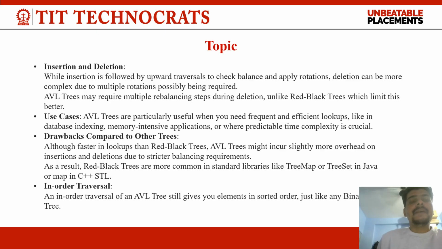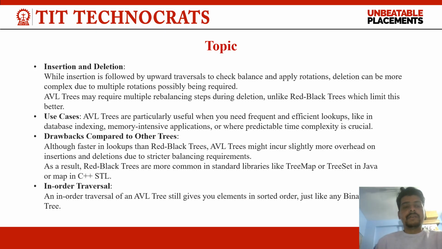Now the slides go to insertion, deletion, use cases and drawbacks compared to other trees. First we have to notice how we find the balancing factor. The simple formula is: the height of the left subtree minus the height of the right subtree. It should always be +1, -1 or 0. Now we can see insertion and deletion. Insertion is followed by upward traversal to check balance and apply rotation. Deletion can be more complex, as multiple rotations may be required. An AVL tree may require multiple rebalancing steps during deletion, unlike a red black tree which limits this.